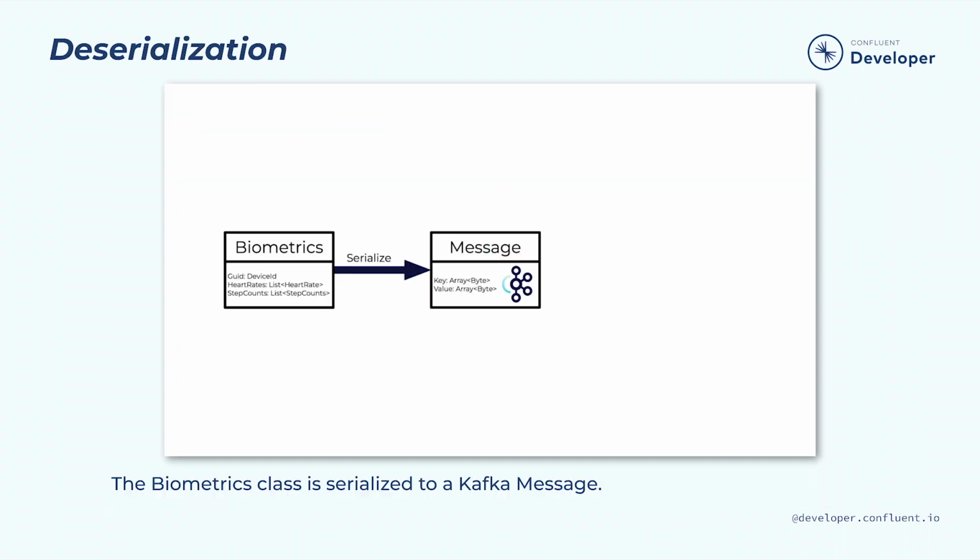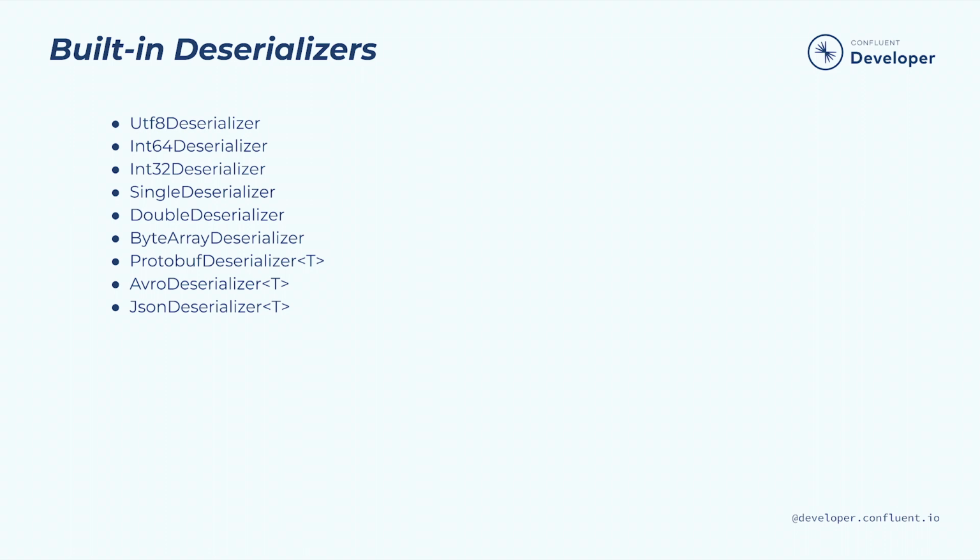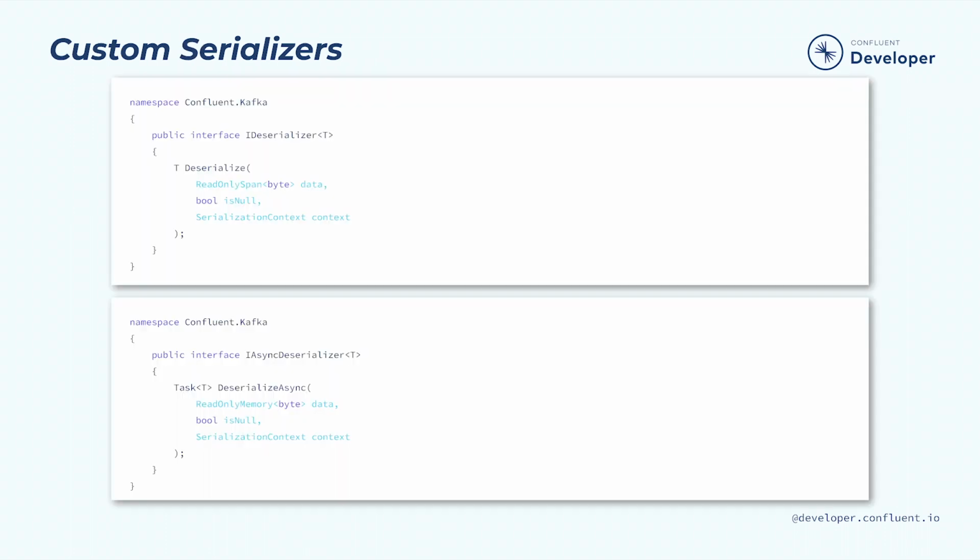Converting to an array of bytes is only half the battle. Once we have the data in Kafka, we need to get it out again. This means we need to deserialize the data. Thankfully, the process for deserializing is largely the same as serializing. We have the same set of built-in deserializers for basic types and more complex types. And if necessary, we can leverage custom deserializers by implementing the IDeserializer or IAsyncDeserializer interfaces.